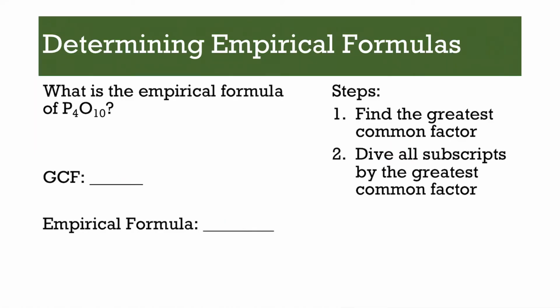Okay. So, next is what's the empirical formula of this one? Go ahead and try this one. So GCF is 2, so you are P2O5. That is your empirical formula. Again, simplest ratio. So that's the simpler part of this.